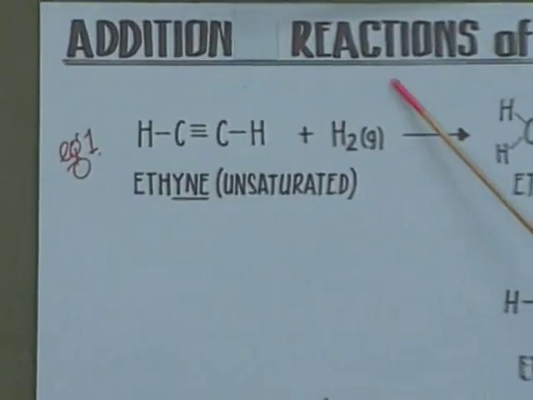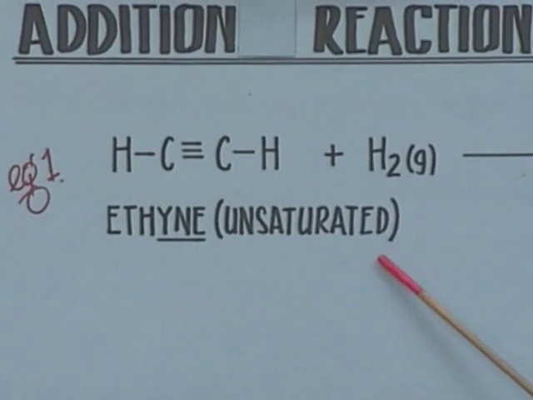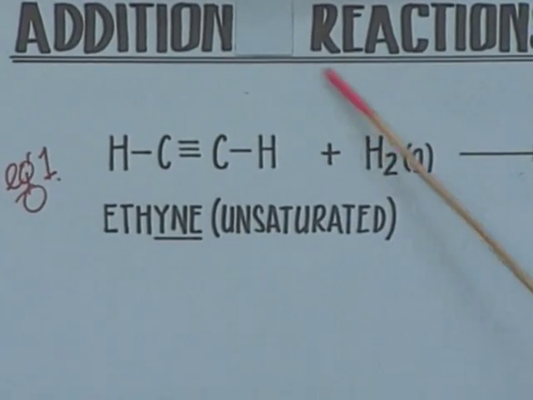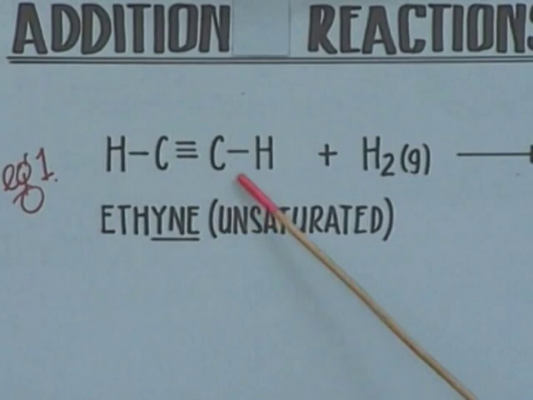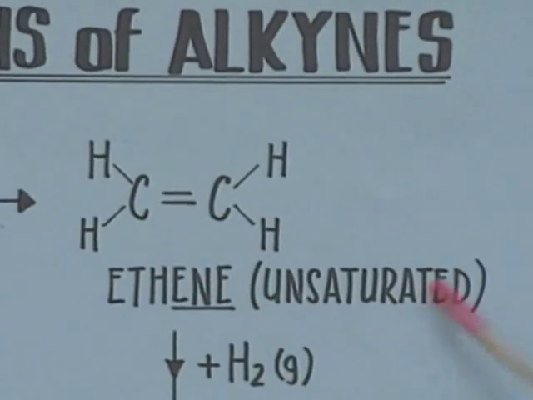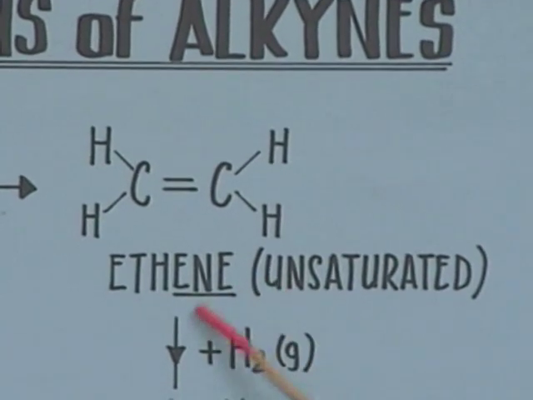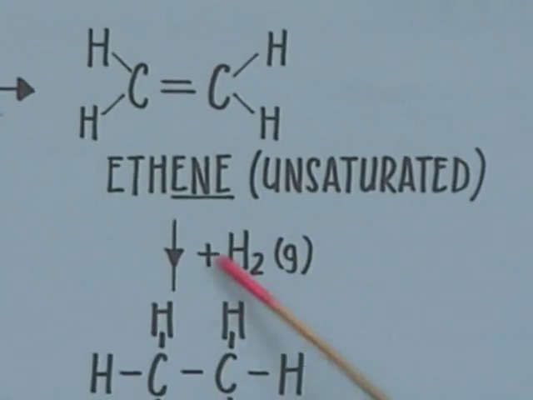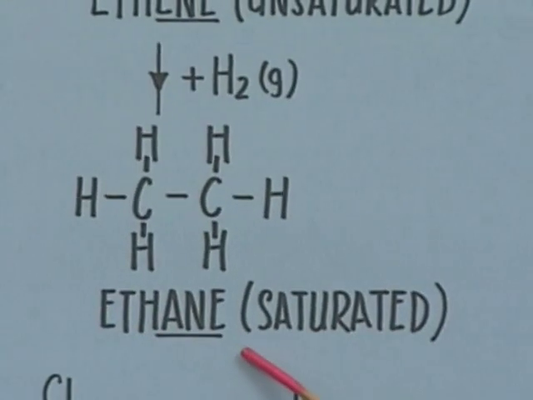When we add hydrogen gas to ethyne, which is unsaturated, 1 hydrogen atom is added to each of the triply bonded carbon atoms to give us this compound, which is ethene, which is still unsaturated. We can add a second molecule of hydrogen gas to give us the saturated compound ethane, because we now only have single carbon-carbon bonds.